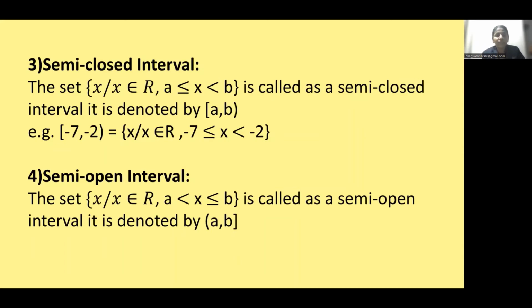Right. So the set of all x belonging to R. Here in this set, the set contains B but not A. Okay. For example, the semi-open interval (2, 5] is a set of all real numbers in between 2 and 5, including 5 but not 2. Okay. So these are all the types of intervals.